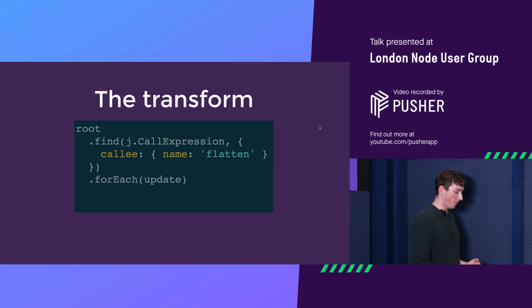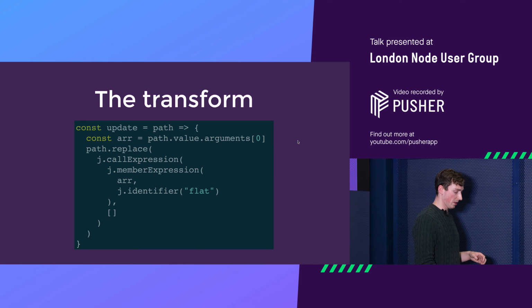And the transform itself is pretty simple. jscodeshift has a really nice API for performing these transforms. So, for example, to replace all of our calls of flatten, we would first find all of the AST nodes that were a call expression that have a callee with the name of flatten. So that's all of the calls to flatten. And then for each of those nodes, run an update function.